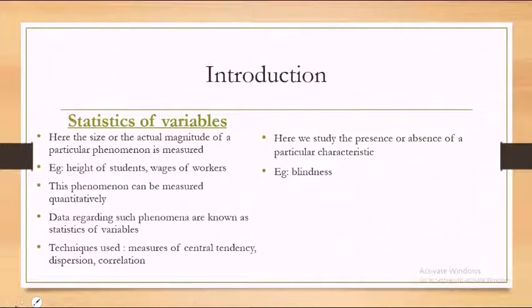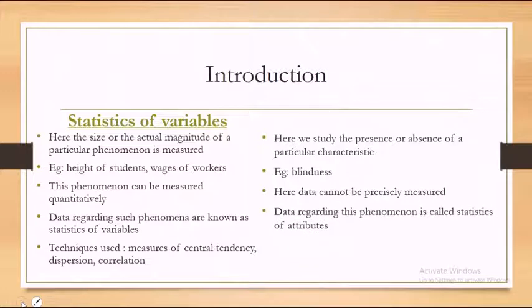For example, we can determine out of 1,000 persons how many are blind and how many are not blind, but we cannot precisely measure their blindness, right? Such phenomena where direct quantitative measurement is not possible, that is where we can study only the presence or absence of a particular characteristic, are called statistics of attributes.